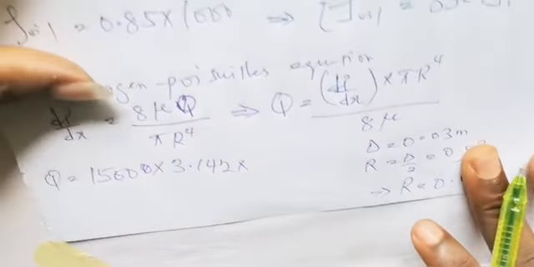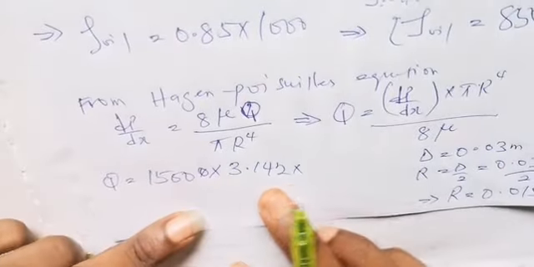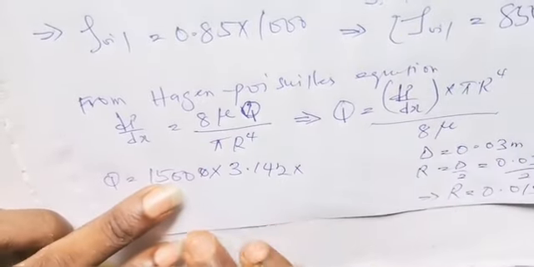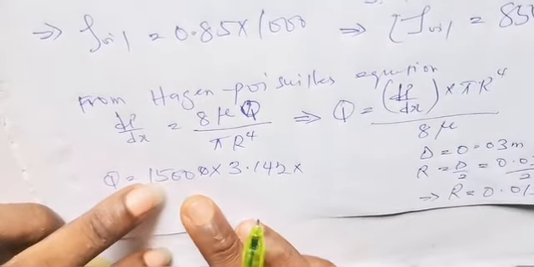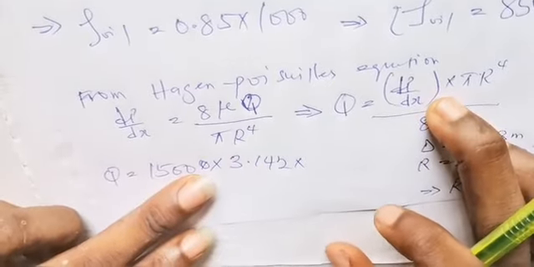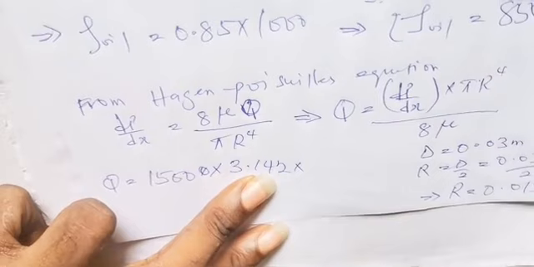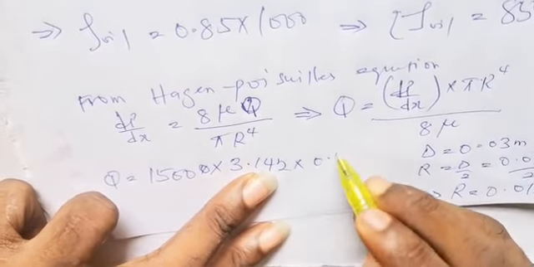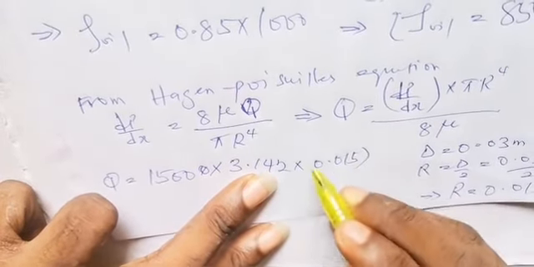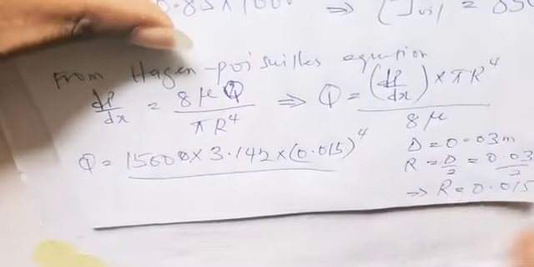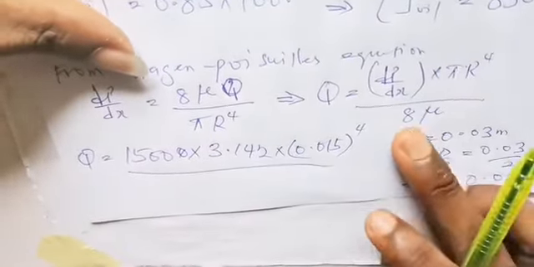So if we have this as the radius of the pipe, let's fall back to this equation now. We have dp dx, which is 15,000, multiplied by pi, which remains 3.142, multiplied by radius to the power of 4, and radius is 0.015 all to the power of 4, all over 8 mu.